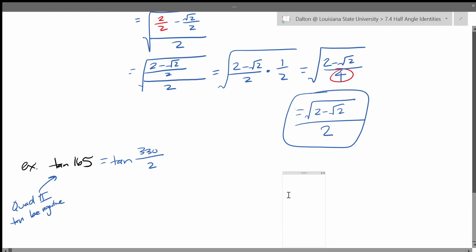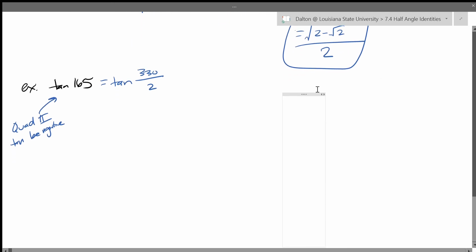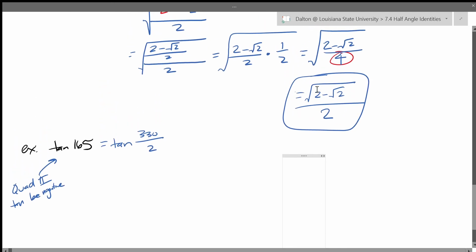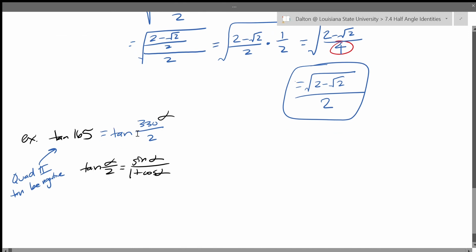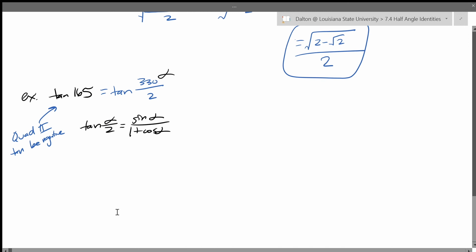Now, as I mentioned earlier, there are two half angle identities for tangent. I prefer to use the simpler looking one over the other one. So I'm going to use that the tangent of alpha over 2 is equal to the sine of alpha over 1 plus cosine of alpha. Okay, alpha we know is 330, because I'm dividing it by 2 to get back to 165.